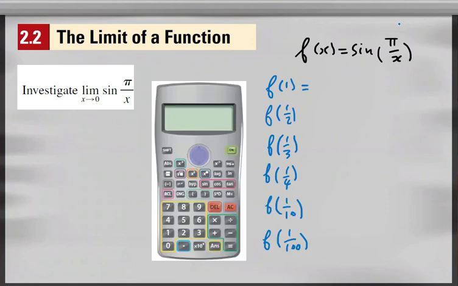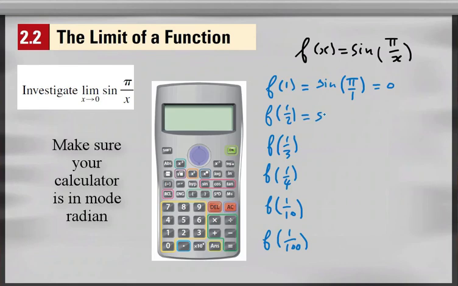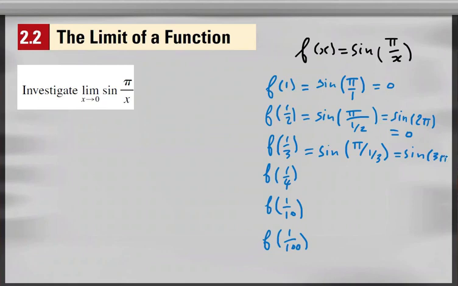Okay, so let's try f of 1, f of 1/2, f of 1/3. f of 1 is sine pi divided by 1, which is 0. f of 1/2 is sine pi divided by 1/2, which is actually sine 2 pi, which is 0. f of 1/3 is sine pi divided by 1/3, which is sine 3 pi, which is also 0. All these values are equal to 0.